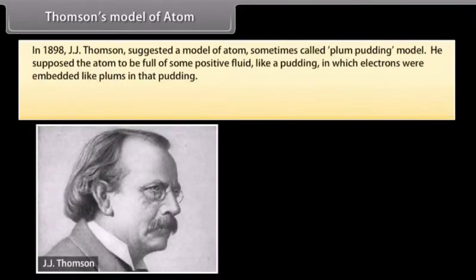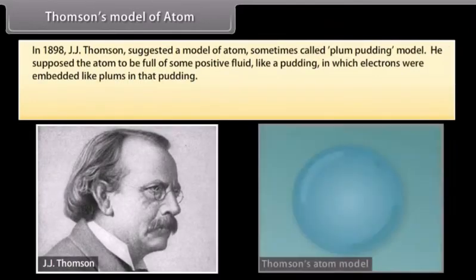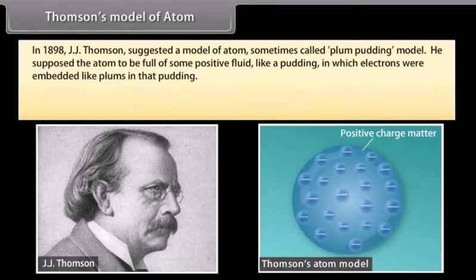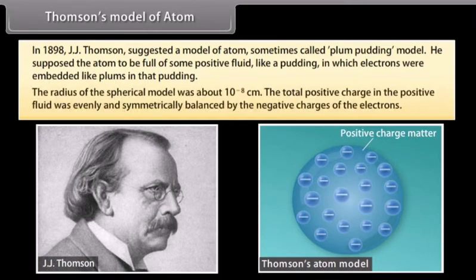Thomson's model of atom. In 1898, J.J. Thomson suggested a model of atom, sometimes called the plum pudding model. He supposed the atom to be full of some positive fluid, like a pudding, in which electrons were embedded like plums in that pudding. The radius of this spherical model was about 10 raised to the power minus 8 centimeter. The total positive charge in the positive fluid was evenly and symmetrically balanced by the negative charges of the electrons. But this model was discarded because it failed to satisfy the results of the experiments performed by Rutherford.